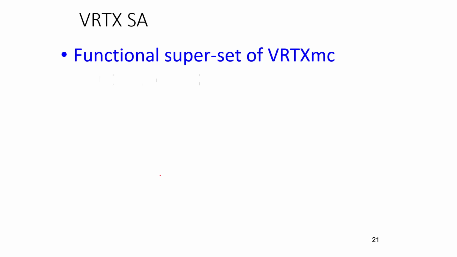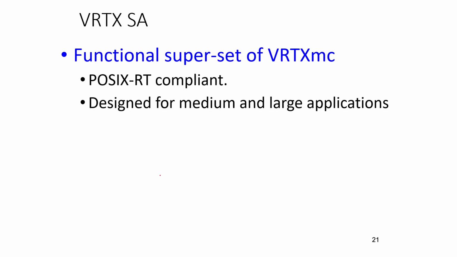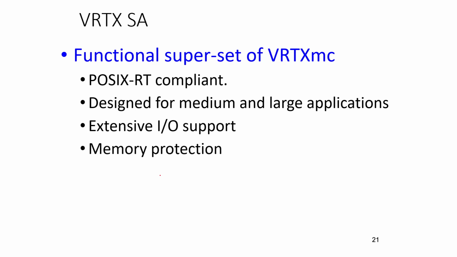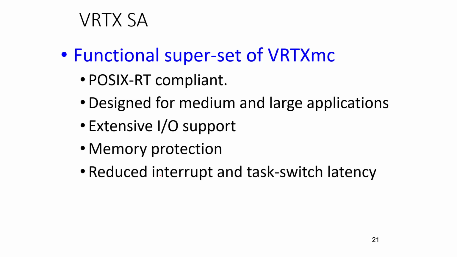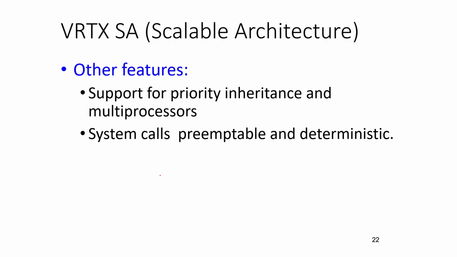Then came VRTX SA. So this was much more scalable. It was POSIX RT compliant and designed for larger applications, medium and large, with extensive I/O support, memory protection, reduced interrupt and task switch latency. SA of course here stands for scalable architecture. So what are the features that it brought in? Well, it brought in support for priority inheritance and multiprocessors.